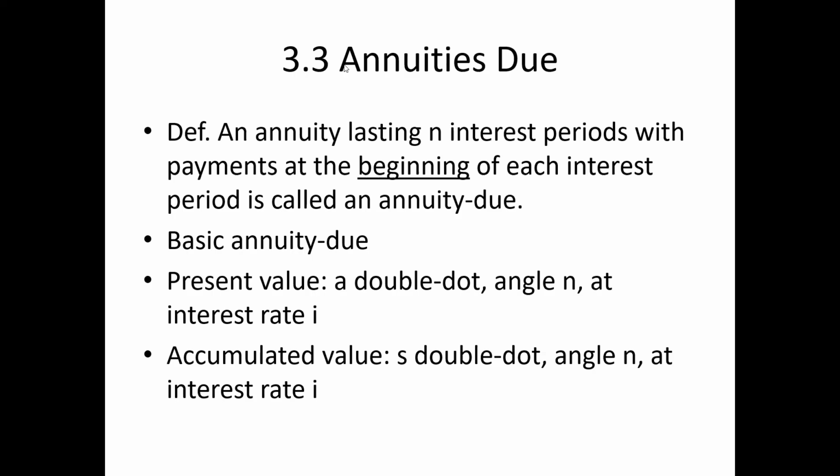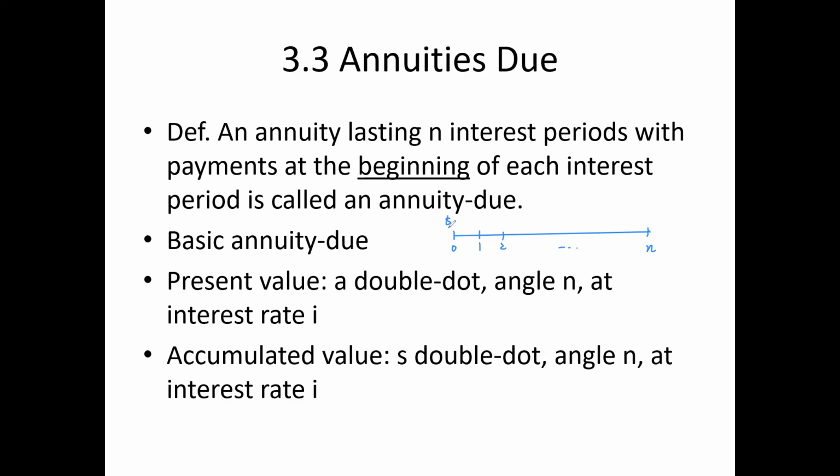Okay. The basic annuity due means the payment is $1 at the beginning of each interest period. We have a notation for the present value. Let me draw the timeline first, maybe that's better for the illustration. So you have time 0, 1, 2, ..., n.